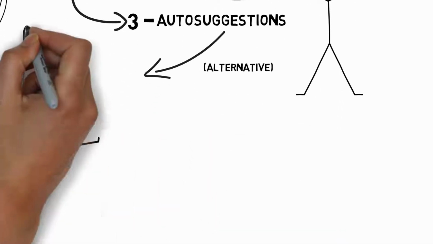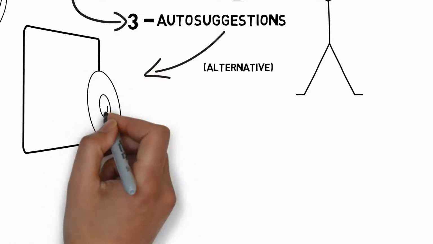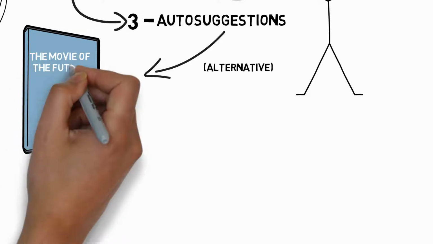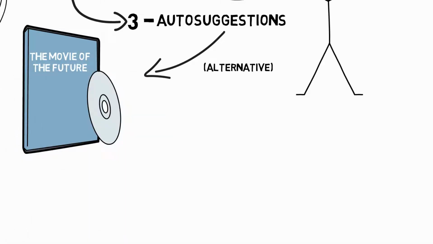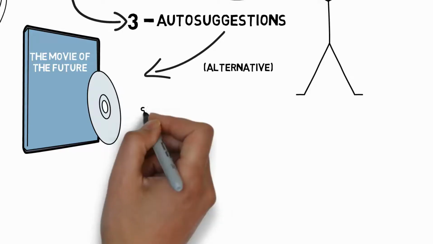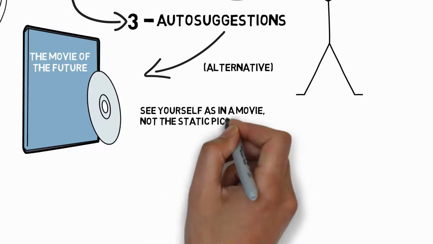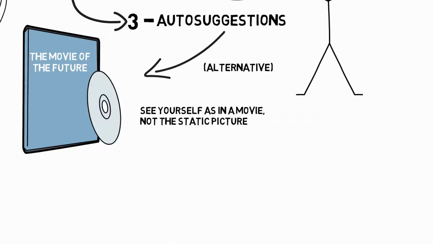It's very easy to do. It will take just 5 minutes of your time, and this exercise is perfect for practicing early in the morning or just before you go to bed. You need to close your eyes and think about your goal. Fast forward your life and see yourself already enjoying the desired results. See yourself as in a movie, not a static picture.